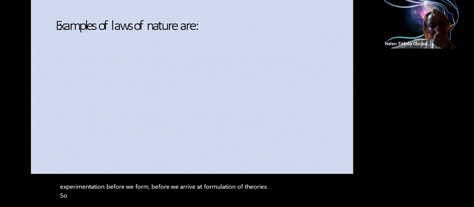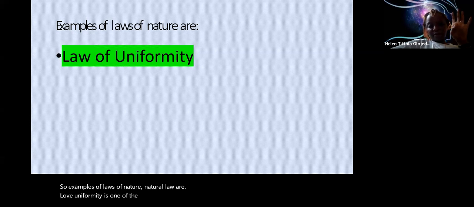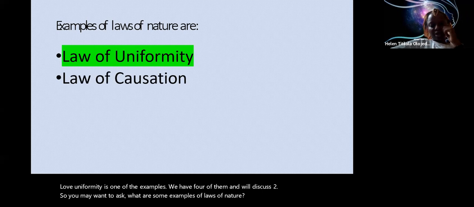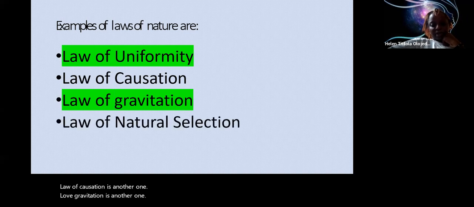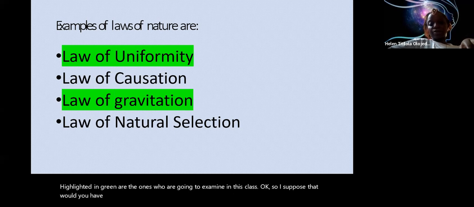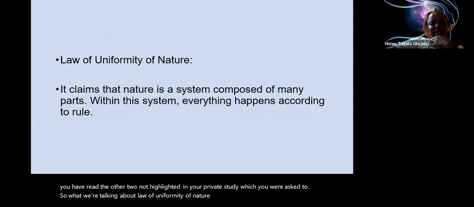So examples of laws of nature or natural law: law of uniformity is one of the examples. We'll have 4 of them. I will discuss 2. So you may want to ask, what are some examples of laws of nature? Law of causation is another one. Law of gravitation is another one. And law of natural selection is another one. So those 2 highlighted in green are the ones we're going to examine in this class. Okay, so I suppose that you've read the other 2 not highlighted in your private study, which you were asked to. So when we talk about law of uniformity of nature, what does that mean?